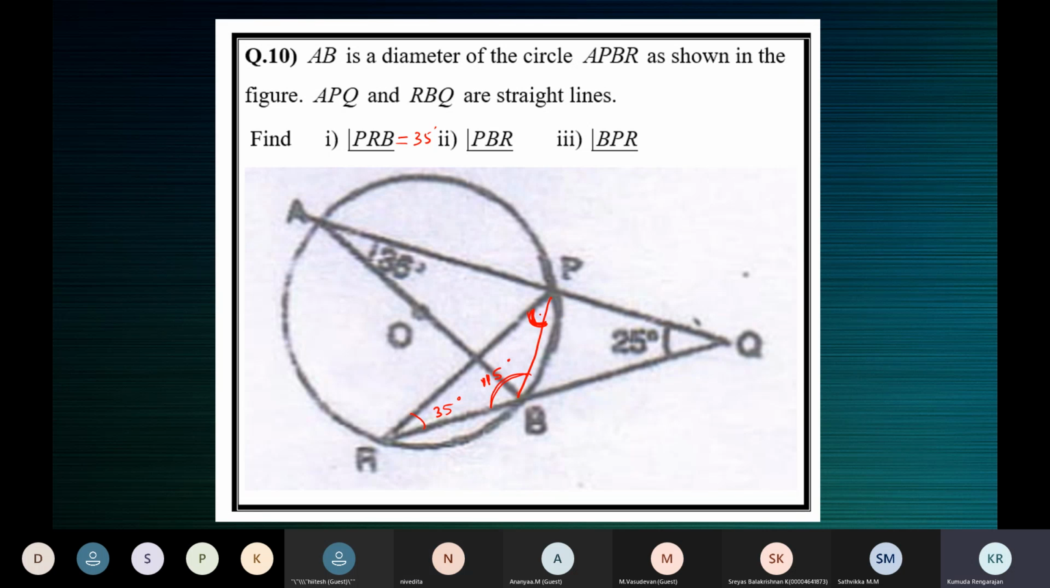So in triangle BPR, one angle is 35 degrees. The second angle is 115 degrees. So the third angle can be found using the angle sum property.